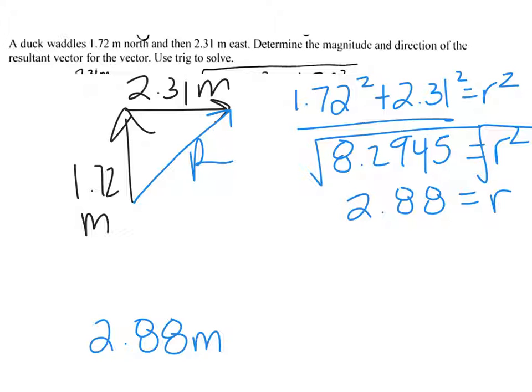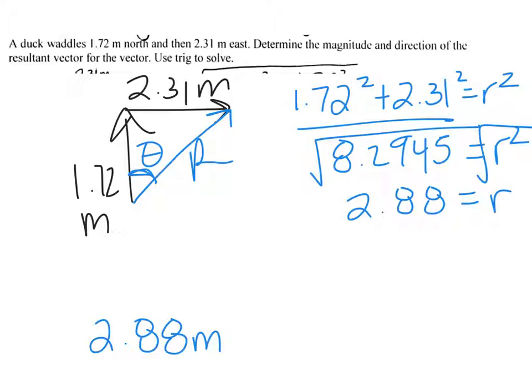And then our next step is to find our direction. The angle that you want to solve for is the angle where you started at, right? Because we want to know which way this duck headed. So this is theta. I suggest that you use the numbers that are given to you in the question when finding your angle, because if something went wrong here, which can happen, everyone makes mistakes, you don't really want to use a wrong number when finding your angle, so you can get partial credit. So I would use the 1.72 and the 2.31.